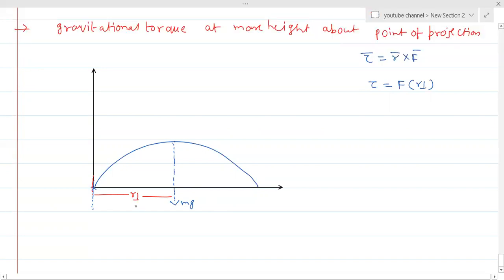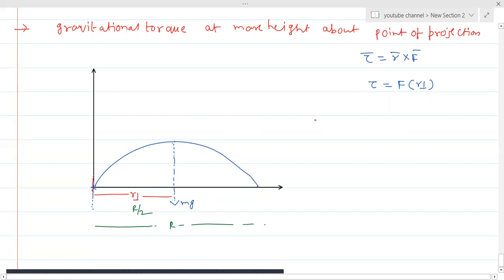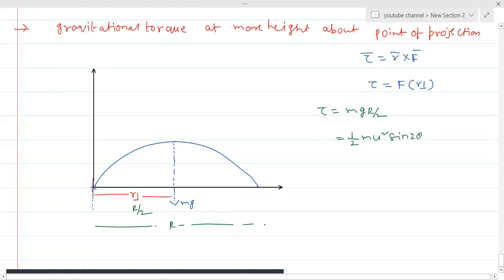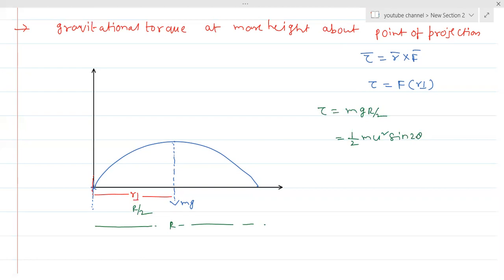So the perpendicular distance is nothing but this is range by 2. If this is the total range, that will be range by 2. So tau equivalent to mg into r by 2, which is mg by 2 into u square by g into sin 2 theta. That's why we have torque equivalent to half m u square into sin theta cos theta.